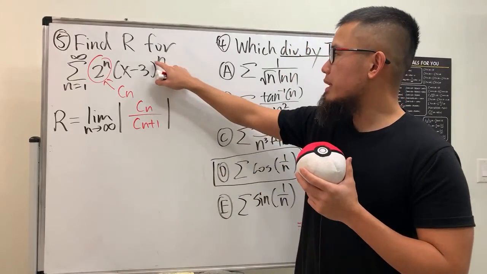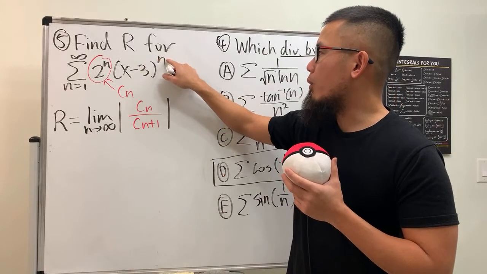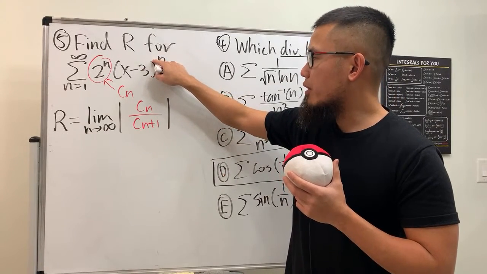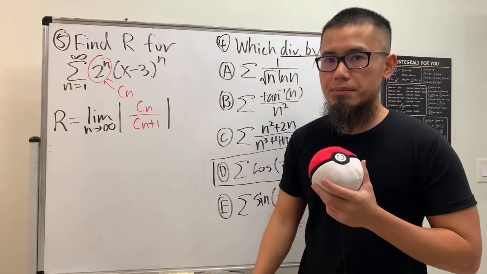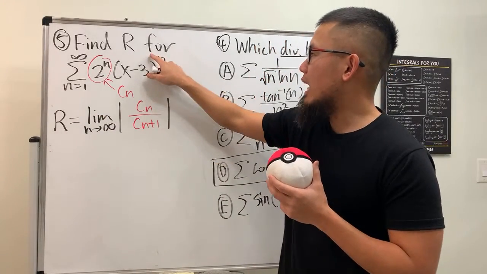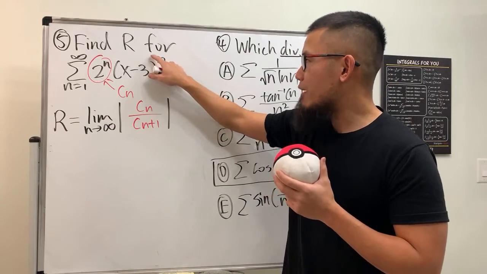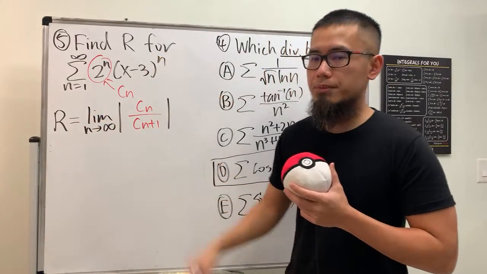Sometimes you may get this to the 2n power, and because you have the 2 right here, in that case you just take the second root, namely the square root. Similarly, if you have a 5 right here, you just take the 5th root.